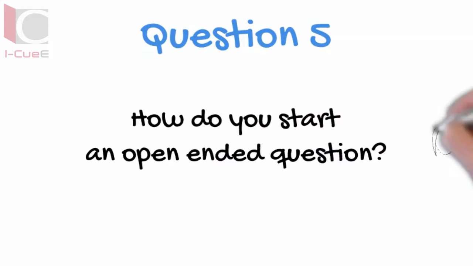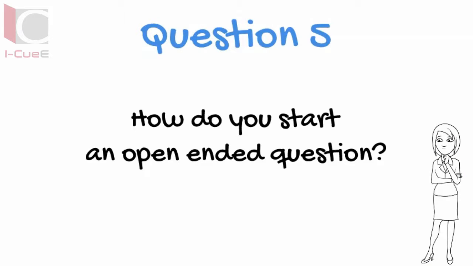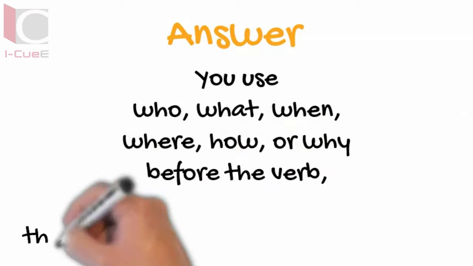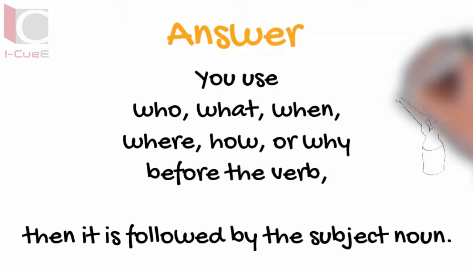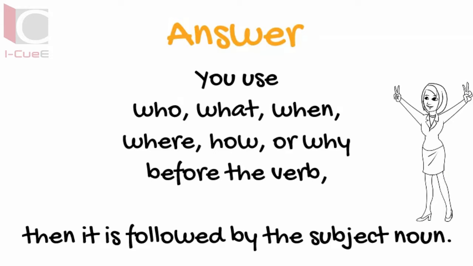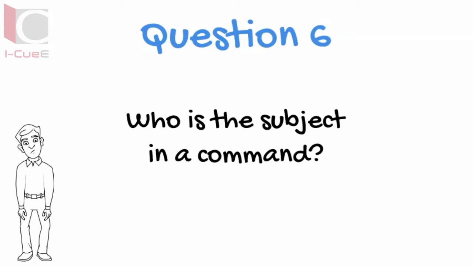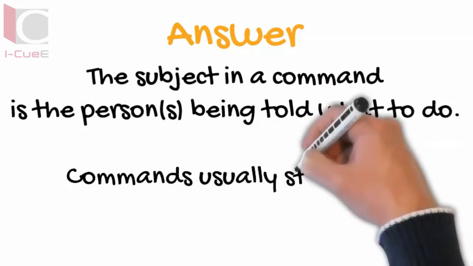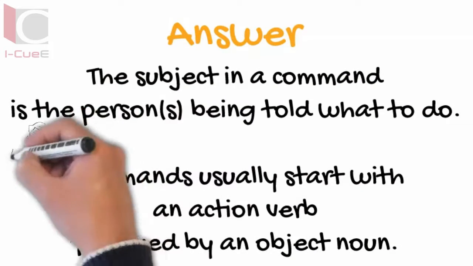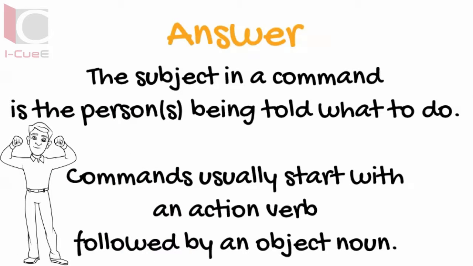How do you start an open-ended question? You use who, what, when, where, how, or why before the verb, then it is followed by the subject noun. Who is the subject in a command? The subject in a command is the person or persons being told what to do. Commands usually start with an action verb followed by an object noun.